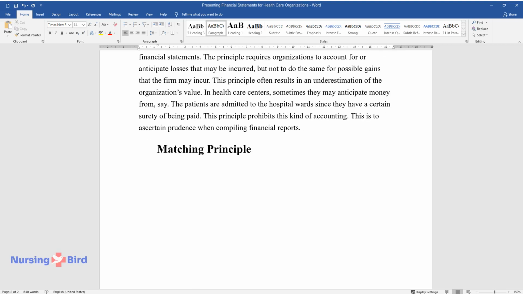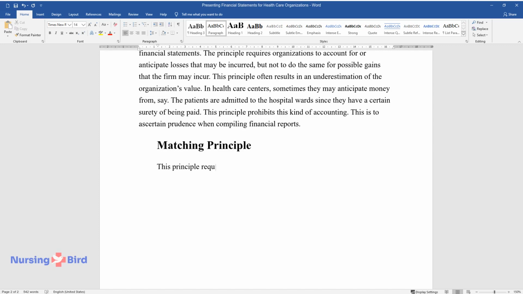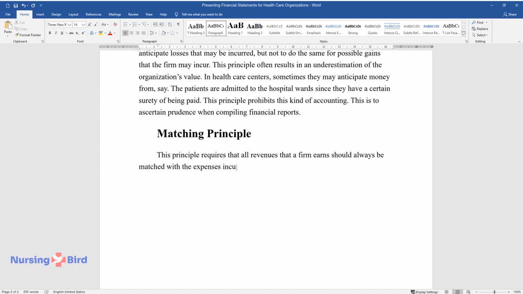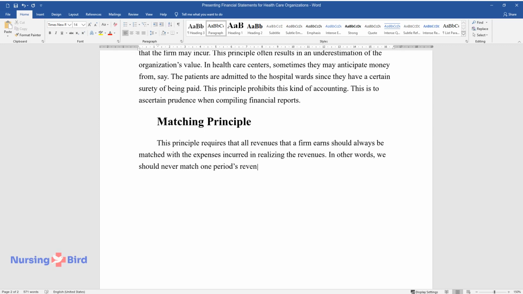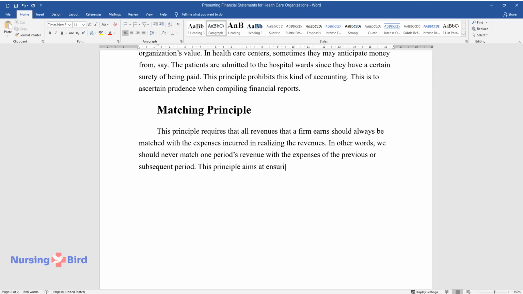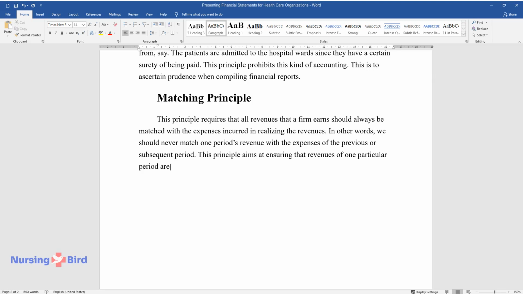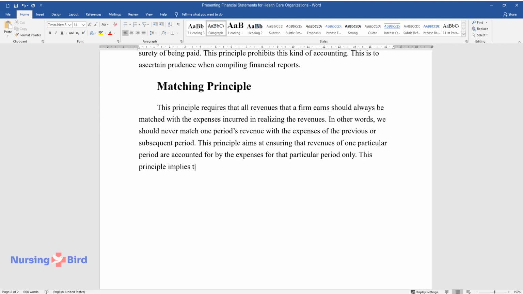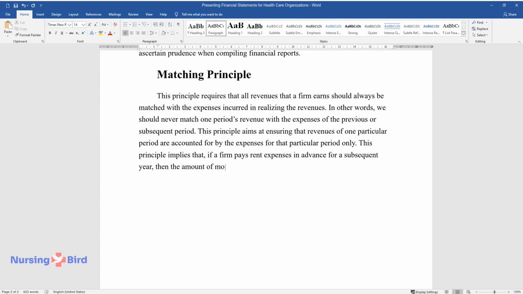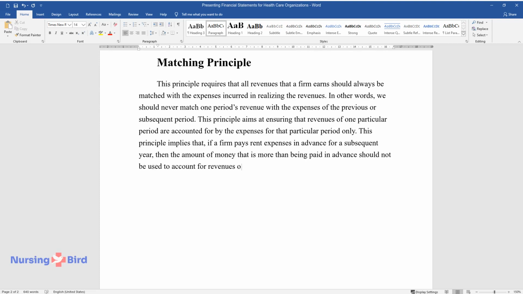Matching principle. This principle requires that all revenues that a firm earns should always be matched with the expenses incurred in realizing the revenues. In other words, we should never match one period's revenue with the expenses of the previous or subsequent period. This principle aims at ensuring that revenues of one particular period are accounted for by the expenses for that particular period only. This principle implies that, if a firm pays rent expenses in advance for a subsequent year, then the amount of money that is being paid in advance should not be used to account for revenues of that particular period.